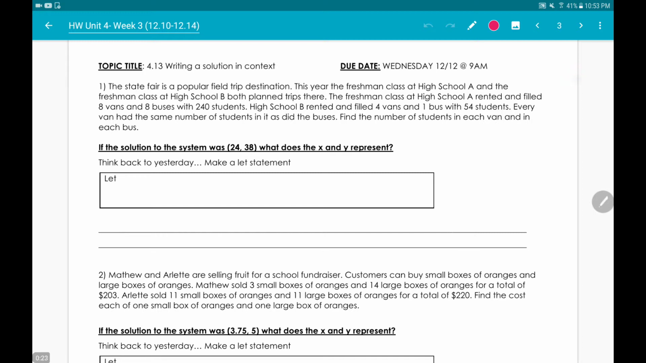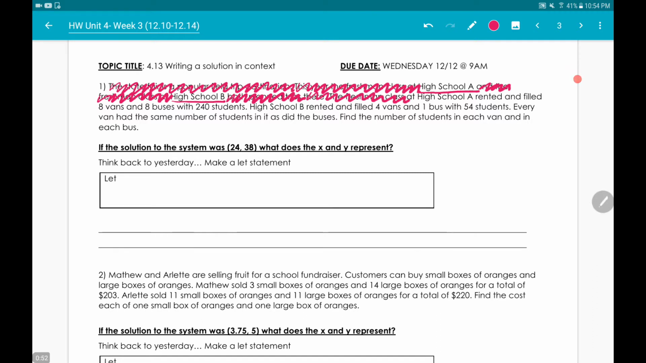So in the first example, let's start by annotating. The state fair is a popular field trip destination. Great, don't really care, that's nice, but not important. This year, the freshman class at high school A and the freshman class at high school B both planned trips there. A lot of excess information. But I do realize that high school A and B are important.